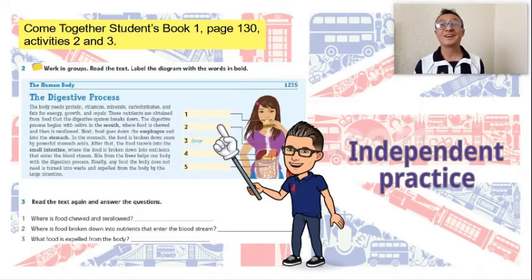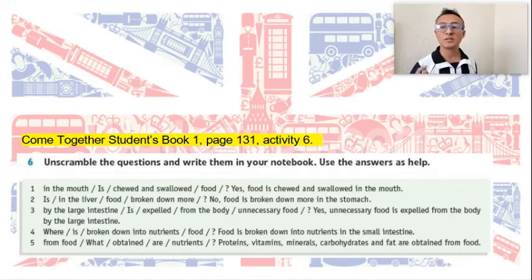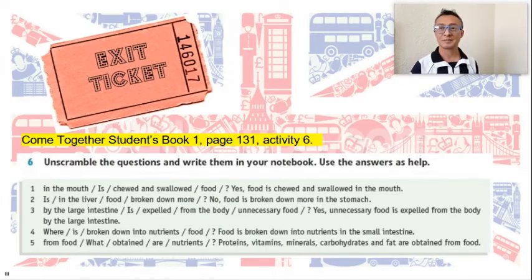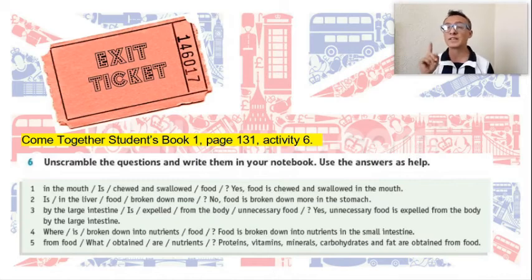The questions are in activity 3. You read the text and answer the questions. Be very careful. Once you're done with that, go to page 131 and do the activity 6 for the exit ticket. Remember always to follow the steps to do it well. That can guarantee you success.